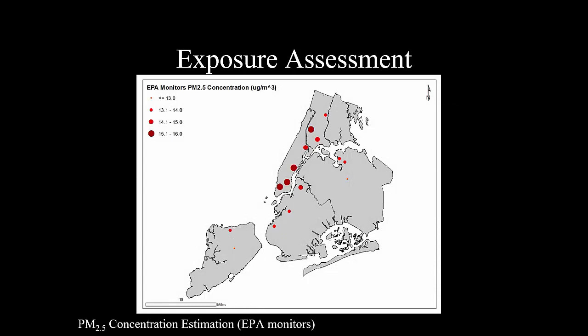In this case, we're looking at PM2.5, which are small particles that are often airborne and associated with a number of health outcomes, including respiratory and cardiovascular disease. This first slide shows EPA monitors that were in New York City, or at least they were back in 2002. The larger dots represent higher monitored concentrations of PM2.5.